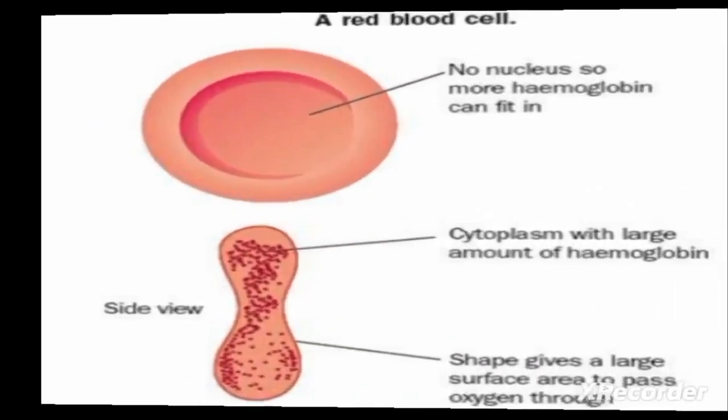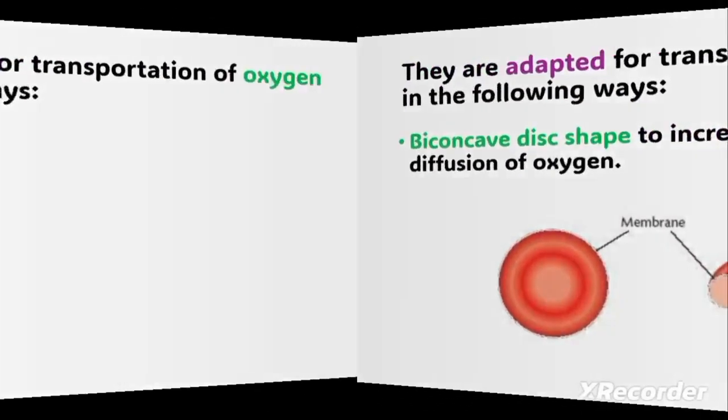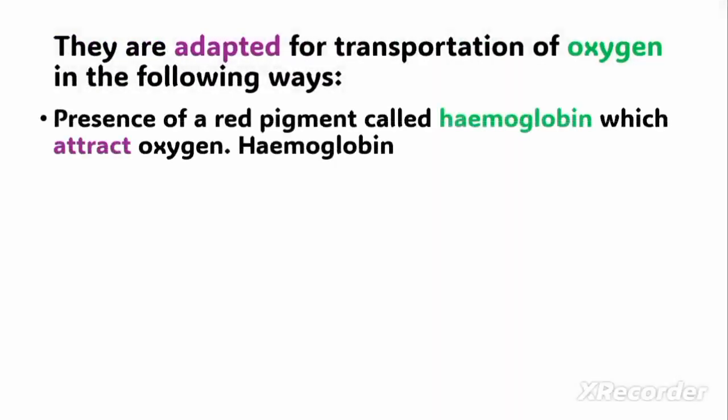The next adaptation is the presence of a red pigment called hemoglobin. Hemoglobin has high affinity for oxygen. Affinity means attraction. So hemoglobin helps to attract the oxygen. In a situation where there is a high concentration of oxygen, oxygen combines with hemoglobin and forms oxyhemoglobin.